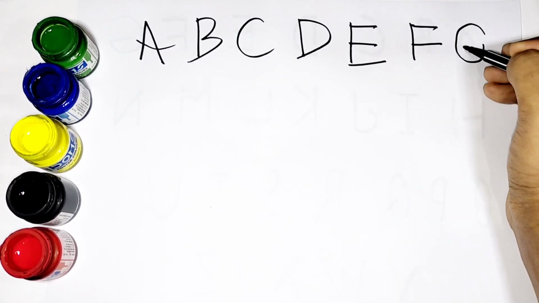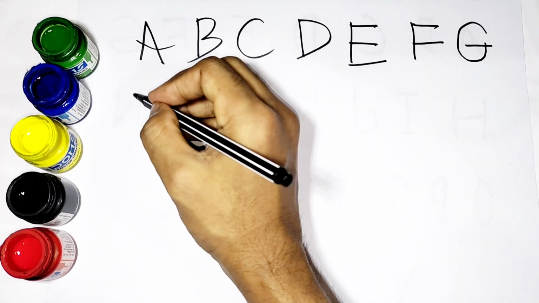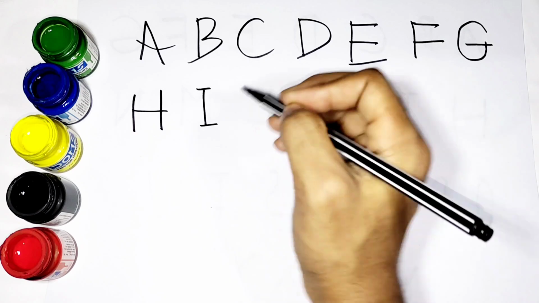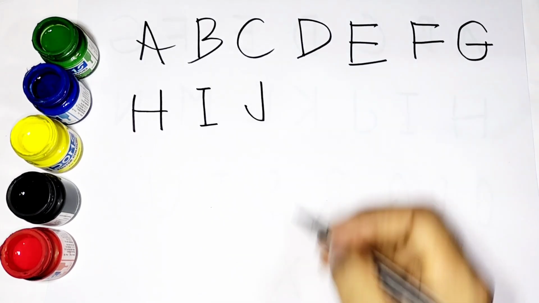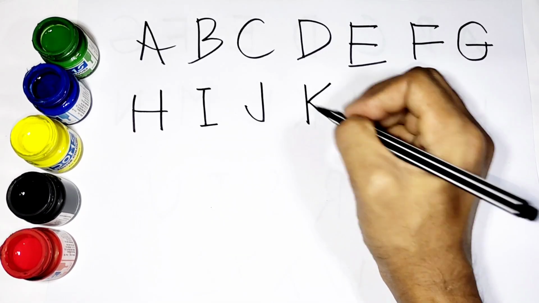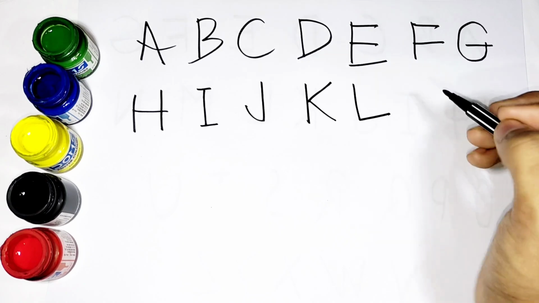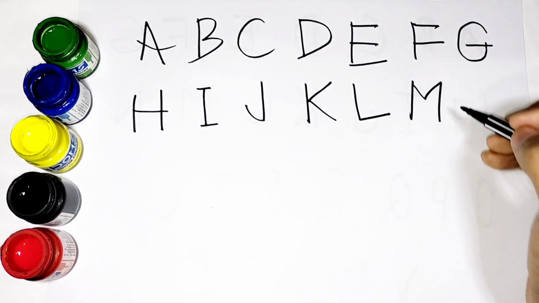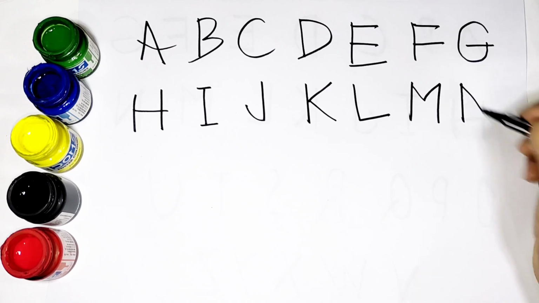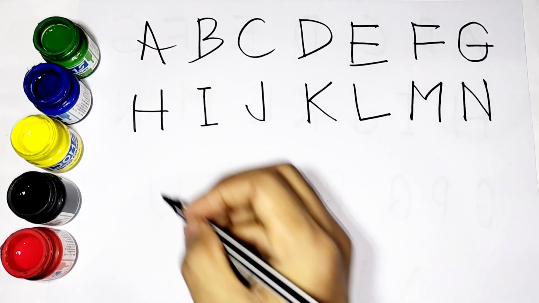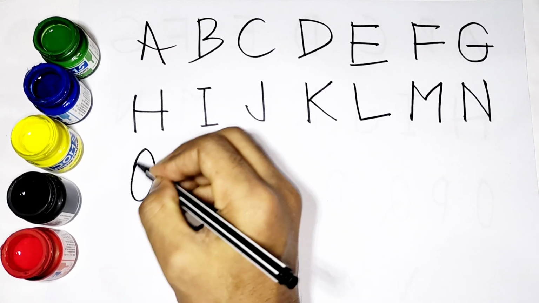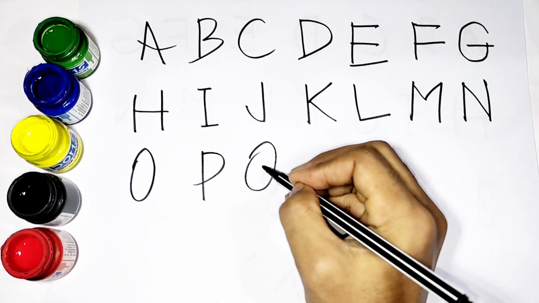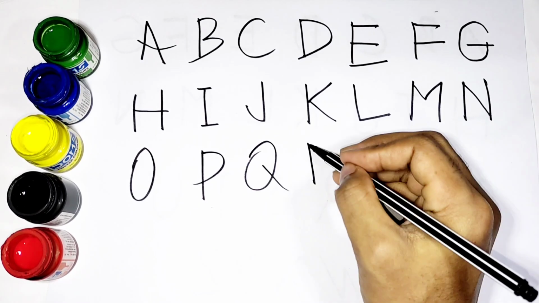And the next one is G. G for got. Kids, now we draw H. And the next one is I. Now we draw J. The next one is K. Now we draw L. The next one is M. Now we draw N. And the next one is O. P. The next one is Q.